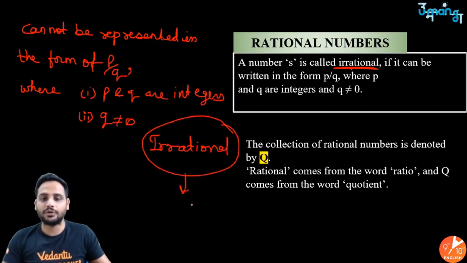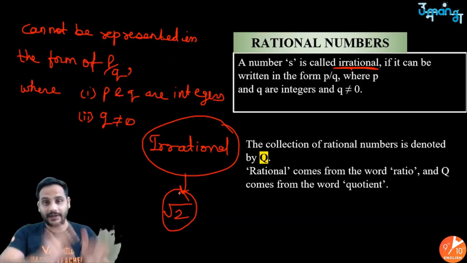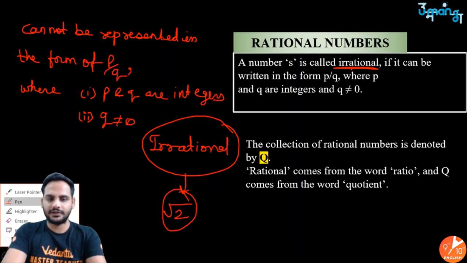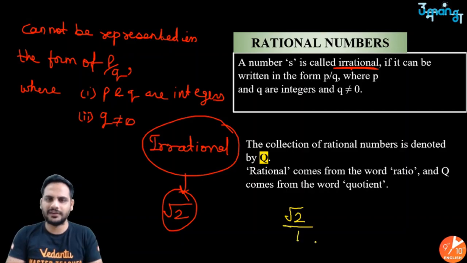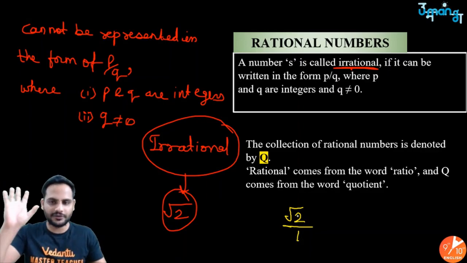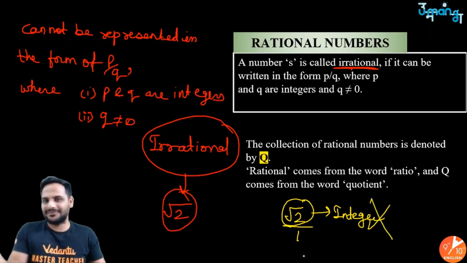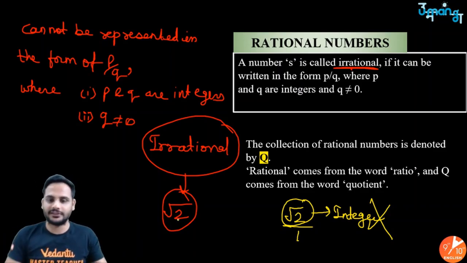For example, root 2. Root 2 you cannot write in P by Q form. Now there is a misconception for many students. They'll say, sir, I can write it in P by Q form. It is root 2 upon 1. What is the mistake in that? The mistake is, it is in numerator upon denominator form, but is the numerator an integer? No, it is not an integer. So obviously you cannot write it in the form of P by Q, where P and Q are both integers. Got it? So root 2, root 3, root 5.